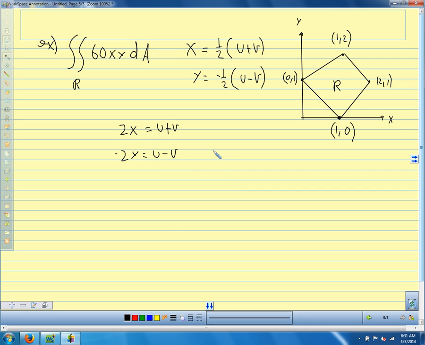So I'm going to add these two equations. When I add these two equations together, I get u equals x minus y. I can also subtract these two equations from each other. When I subtract these two equations, I get v equals x plus y.